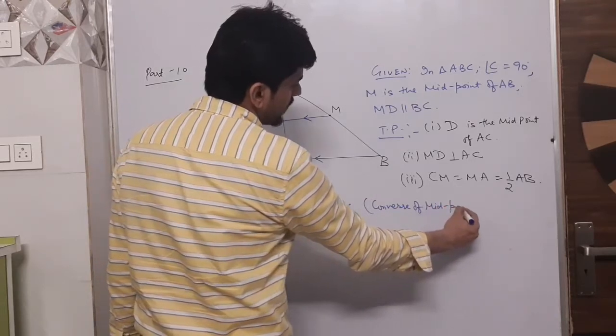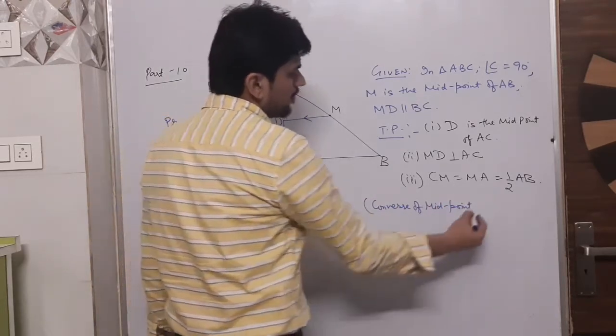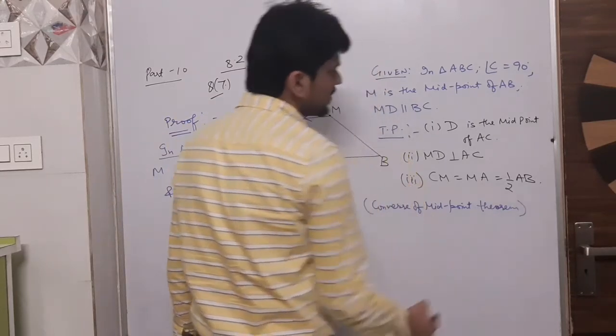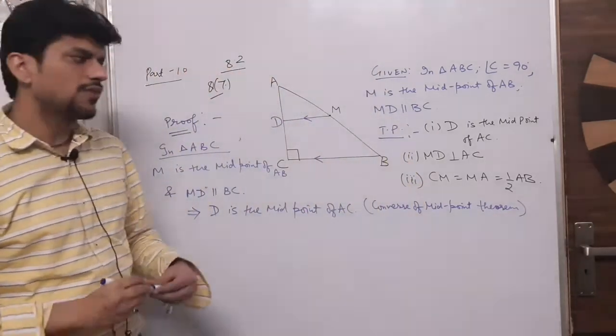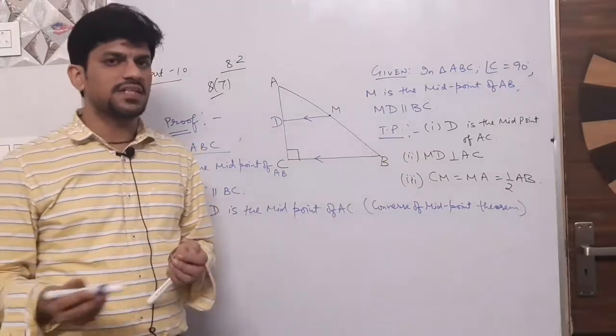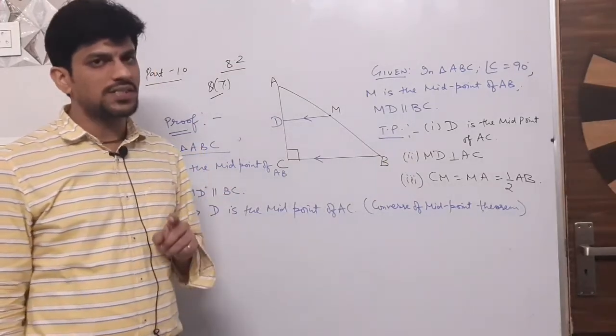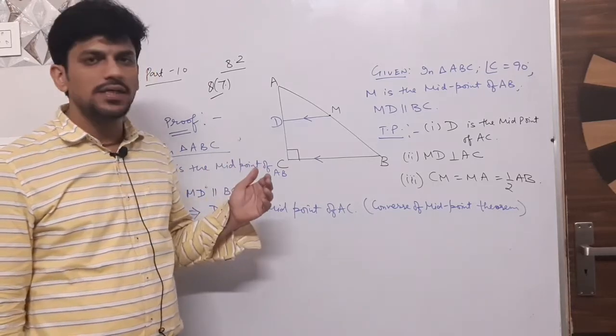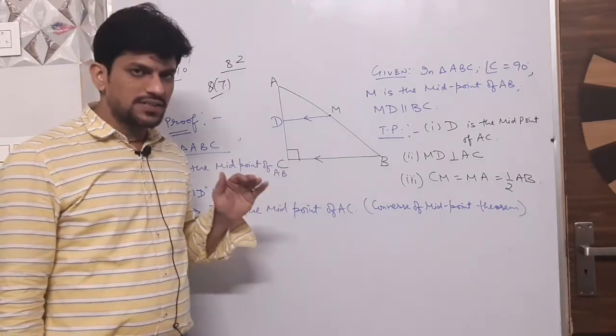What is the converse of the midpoint theorem? It states that when a line is drawn through the midpoint of one side of a triangle parallel to another side, then it bisects the third side. तो पहली कंडीशन midpoint से start होनी चाहिए लाइन, दूसरी कंडीशन parallel होनी चाहिए दूसरी साइड के, और तीसरी it bisects the third side. That is the result.